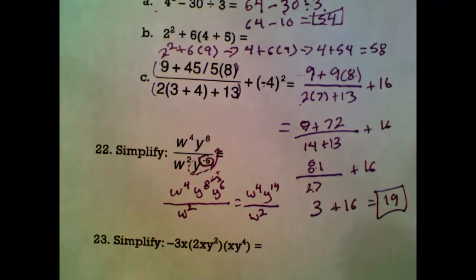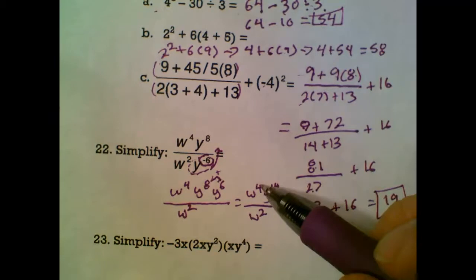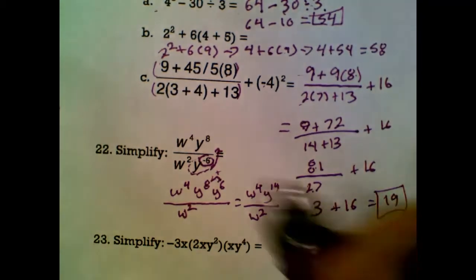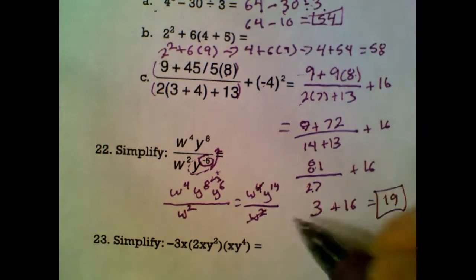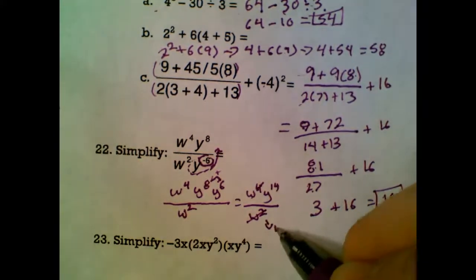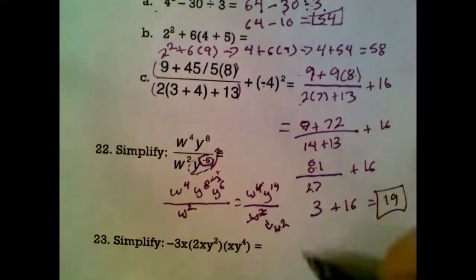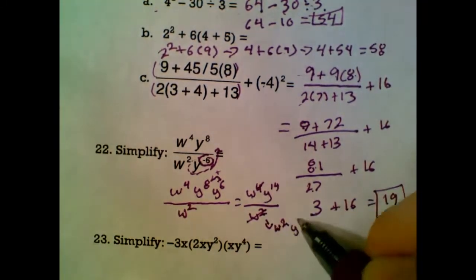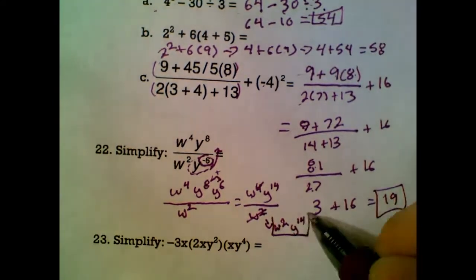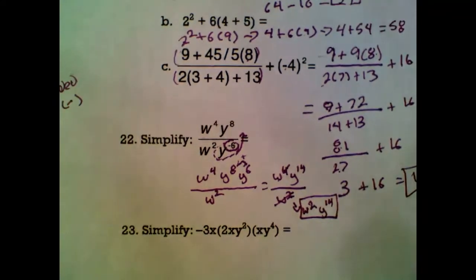Now let's cancel across. Well, how many w's do I have on top? Well, I have 4 w's on top. How many do I have on the bottom? 2. So if I cancel 2 on the bottom and 2 on top, I am left with w squared on top, because 4 minus 2 is 2, and y to the 14th. And there's your answer, w squared, y to the 14th.